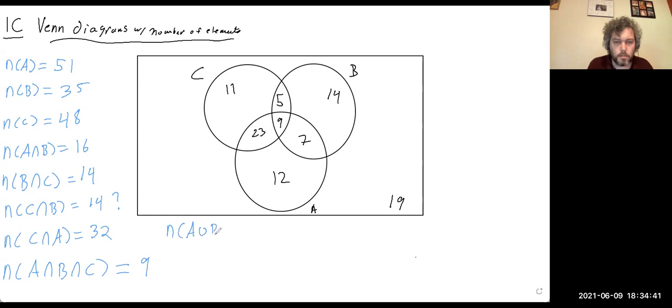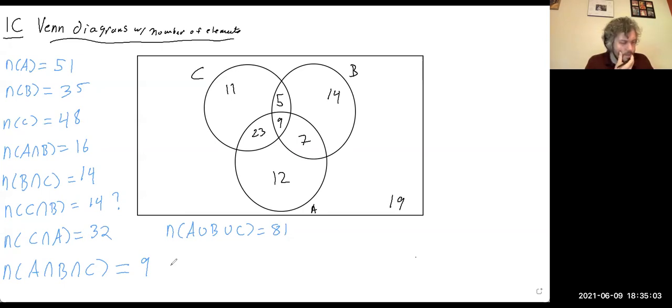A union B union C. If you want, use a calculator. Calculator check. What's the union of all of them? How many is that? So the union of all 3 of them would be 81. Very good. Okay.